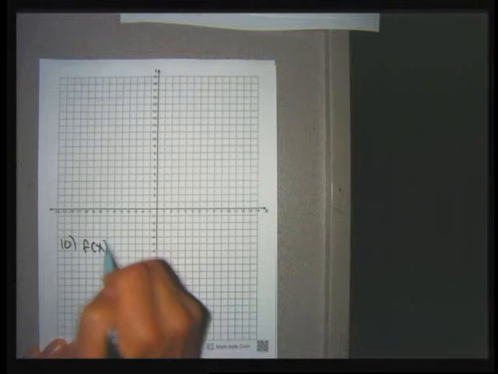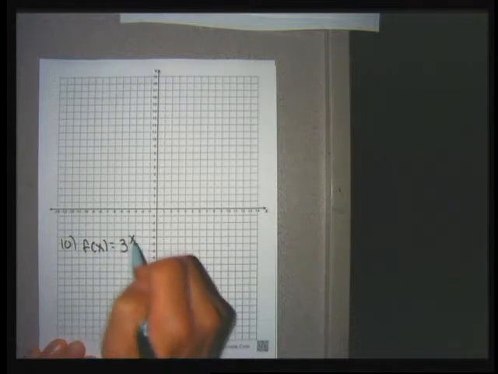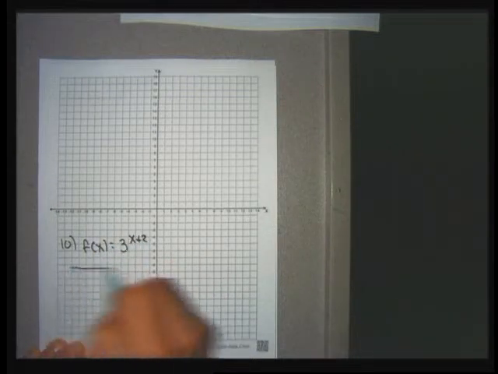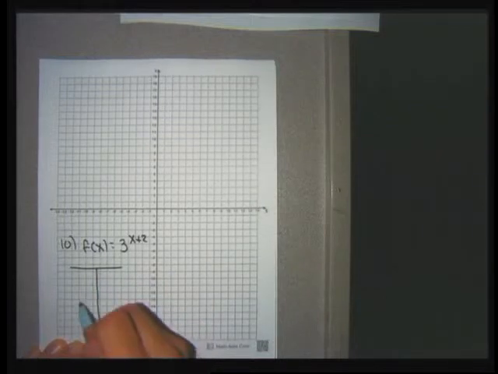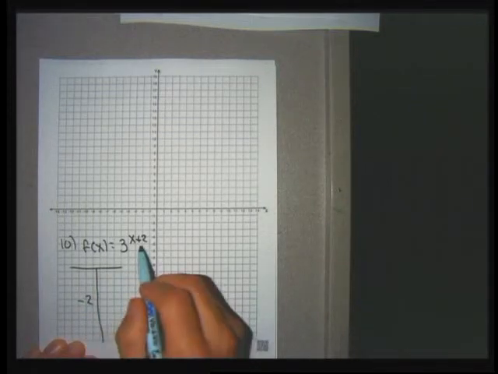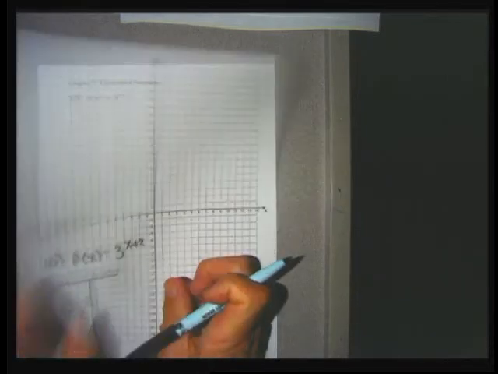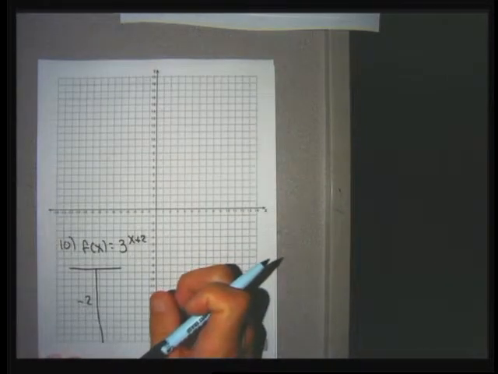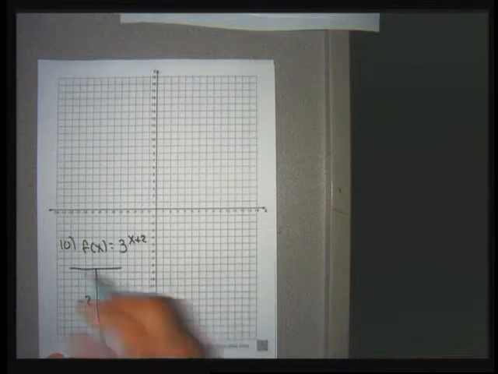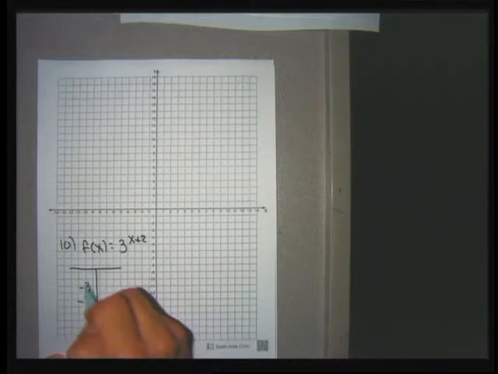For number 10, f of x equals 3 to the x plus 2. In the middle of my x column, I'm going to put the number negative 2, because when there's an addition or subtraction inside the exponent, I change the sign of the exponent and throw that in the middle of my x column, and then I go smaller a couple, bigger a couple.